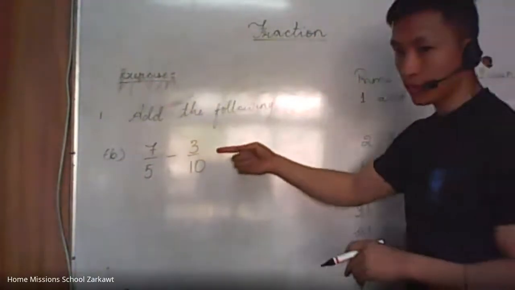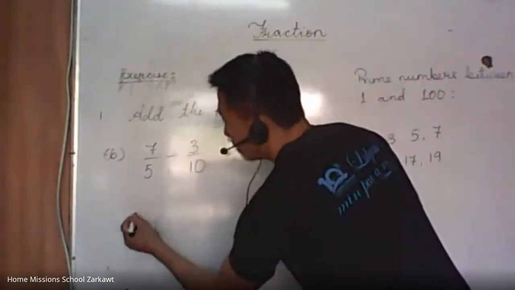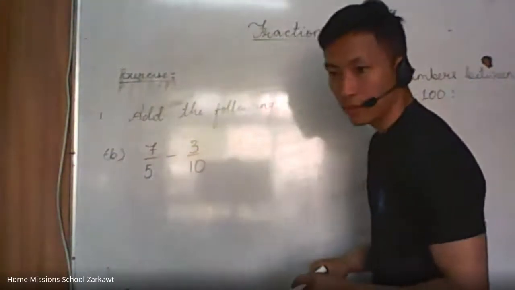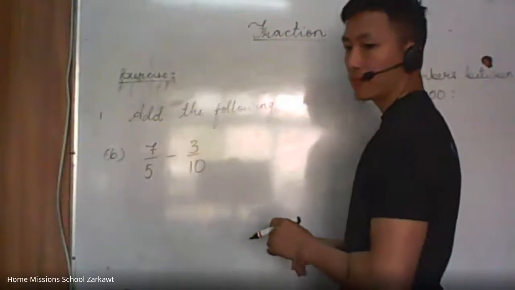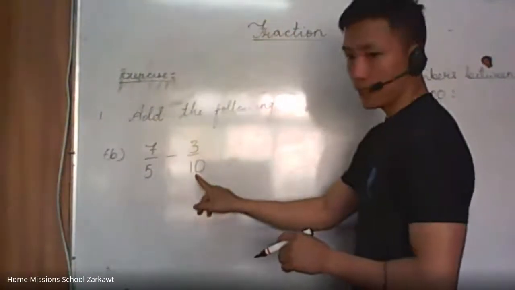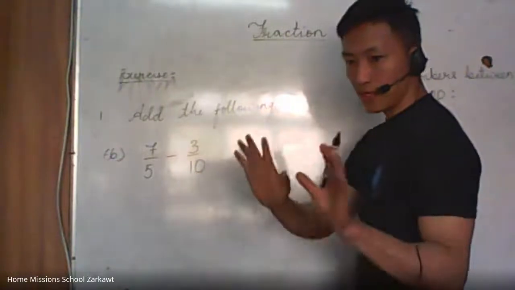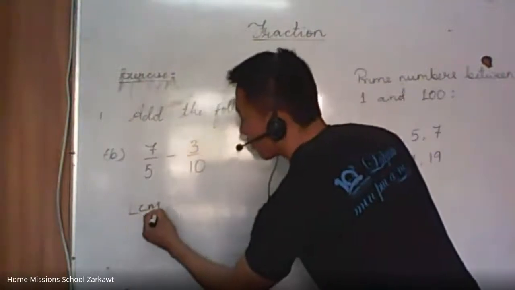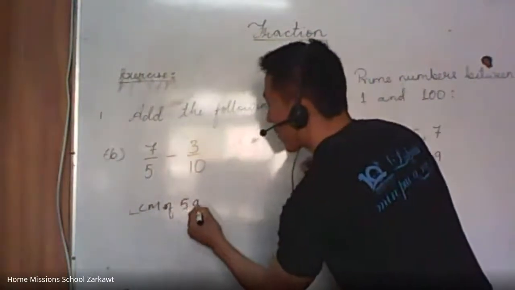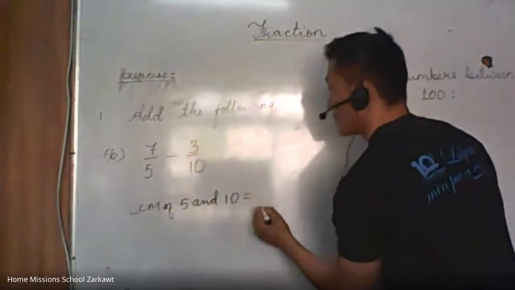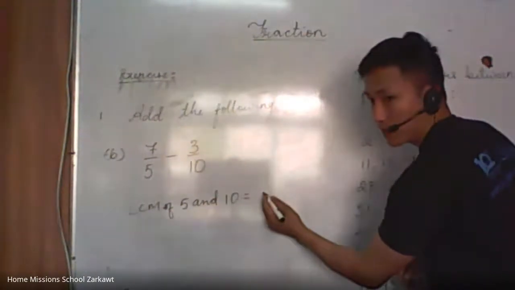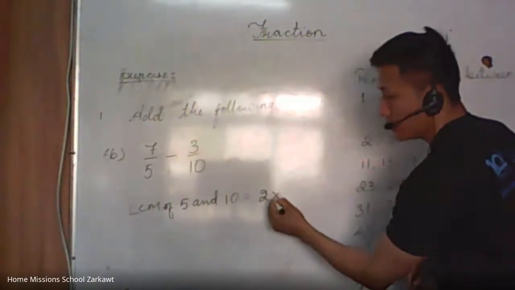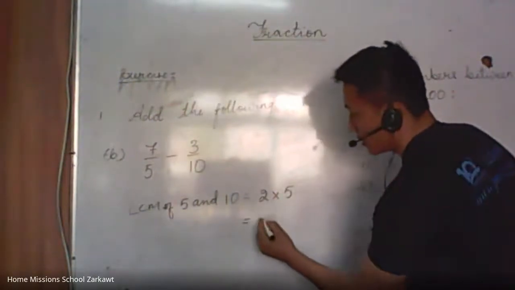Okay, have you finished this one? What is the LCM of 5 and 10? Show me with your finger. What did you get? 10. Okay. Is equal to what? 2 into 5, isn't it? Okay, that is 10.